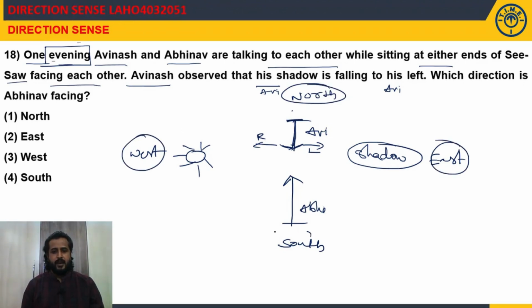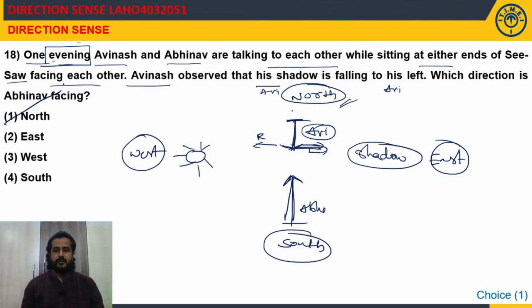So we are able to decide all four directions with the help of the shadow and sun. And to identify the directions, what clue is given? Avinash observed that his shadow is falling to his left. So Avinash's left side is this side. So this side is the shadow of Avinash. Right. So it is east. So the remaining directions follow. Which direction is Abhinav facing? Abhinav is facing towards which direction? North. So your answer will be north. Choice 1. Fine. Clear? So choice 1. So this is how we are going to solve the shadow based questions.